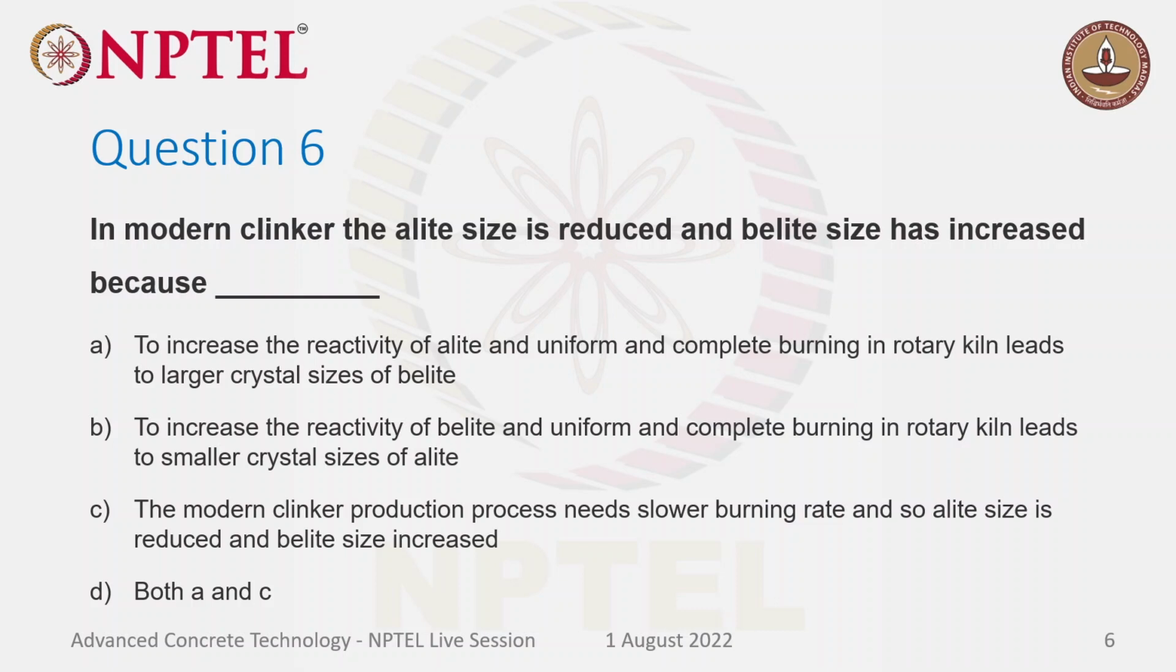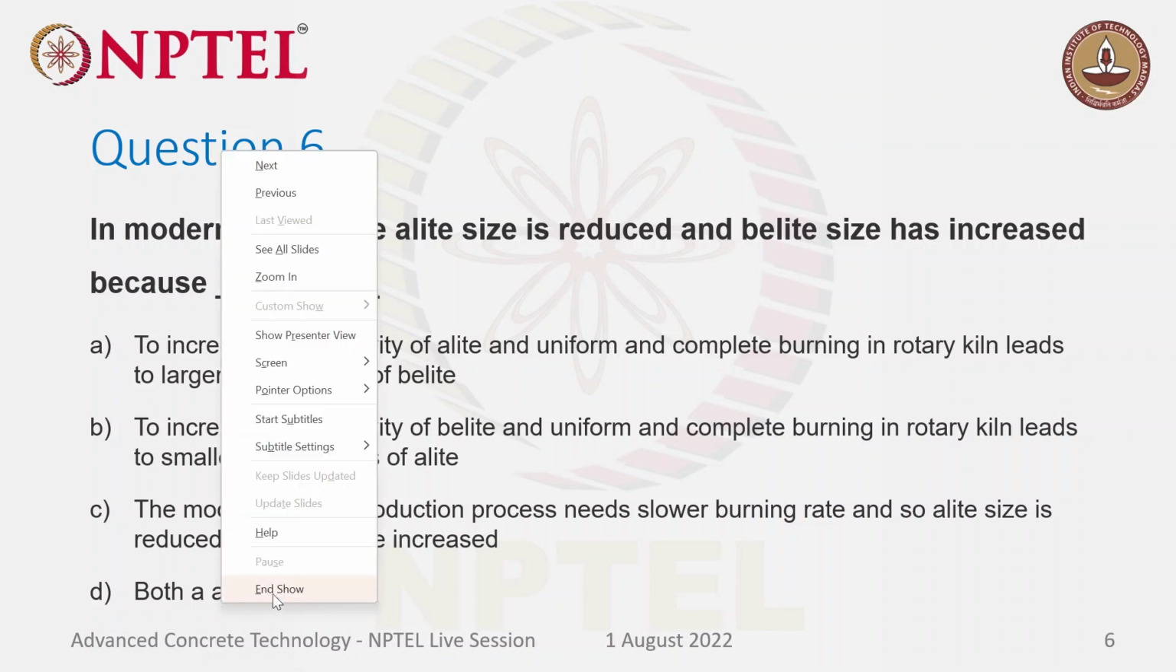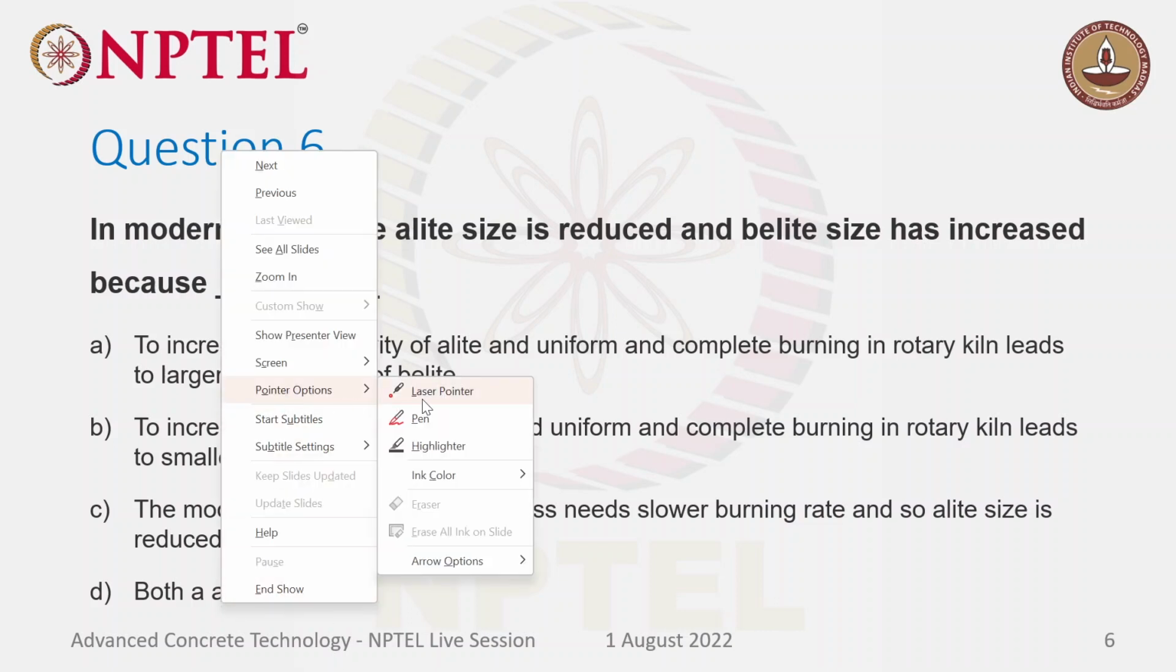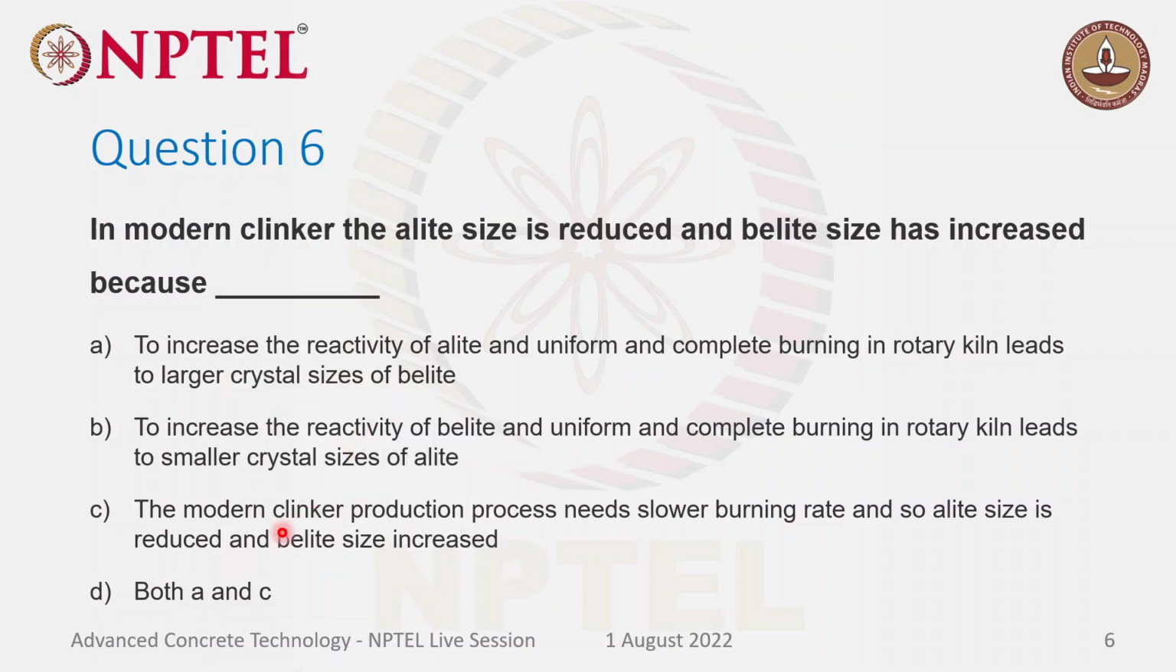In the older clinkers, proper burning is not achieved. That was one of the issues, and that is the advantage of shifting from vertical kilns to rotary kilns, where there is proper, complete burning. And then the modern clinker production process needs slower burning rate. No, that's not true. So that option is ruled out. So the right option is nothing but option A.